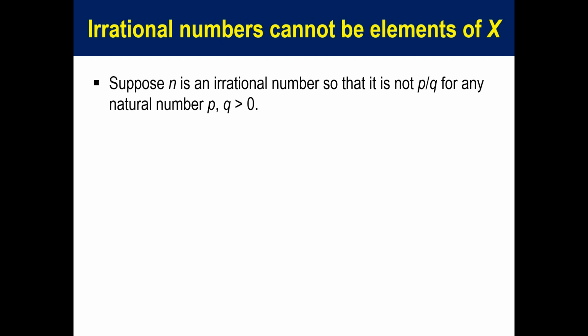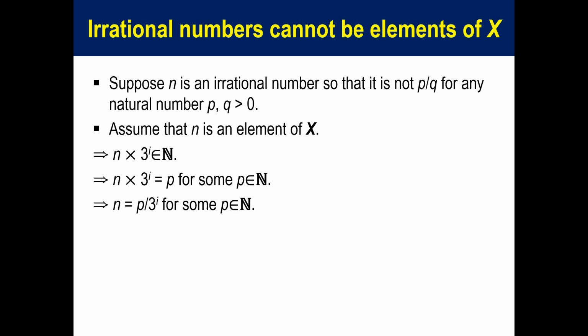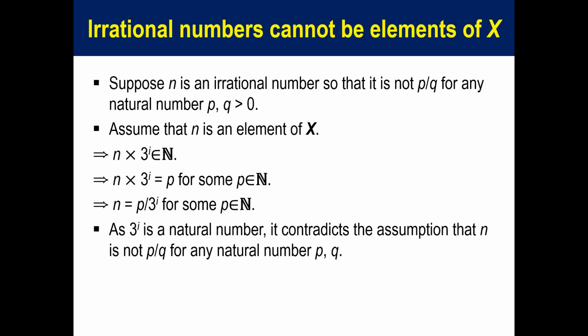Irrational numbers cannot be an element of X. Suppose n is an irrational number, so that it is not p over q for any natural numbers p and q. Assume that n is an element of X. Then n multiplied by 3 to the i will be a natural number. Then n equals p over 3 to the i for some p. As 3 to the power i is a natural number, it contradicts the assumption that n is not p over q for any natural numbers p and q.